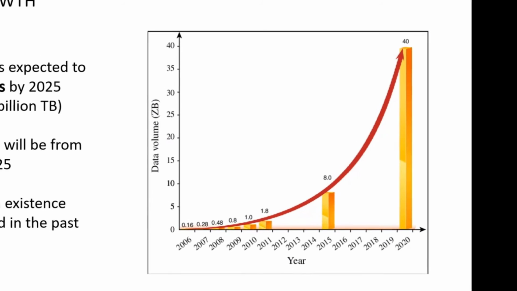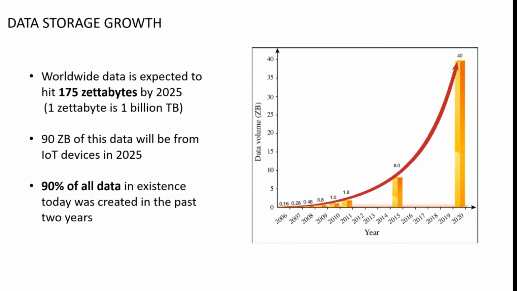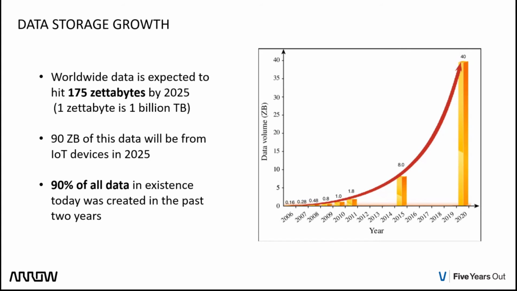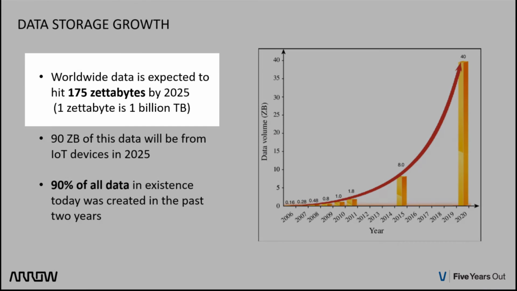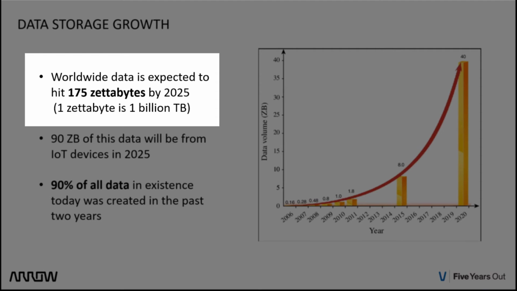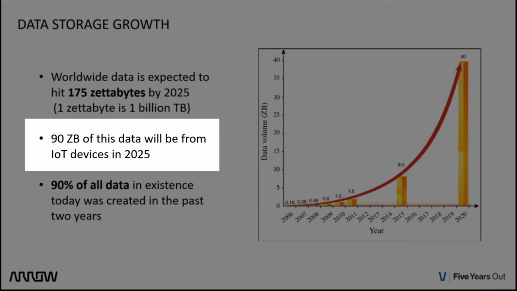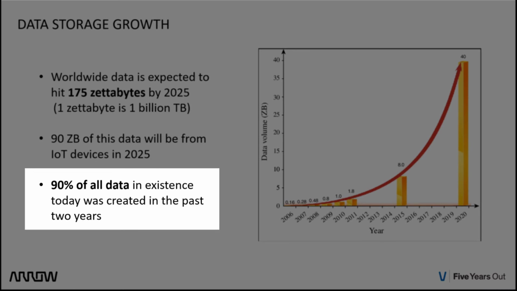How much is a zettabyte? A zettabyte is 1 billion terabytes, and we are currently at 40 zettabytes. Within 5 years, so not that far out from today, we will be at 175 zettabytes, so an increase of 135. Interestingly enough, 90 of those zettabytes will be from IoT devices, and also, just a factoid, 90% of all data in existence today was created within the past 2 years.